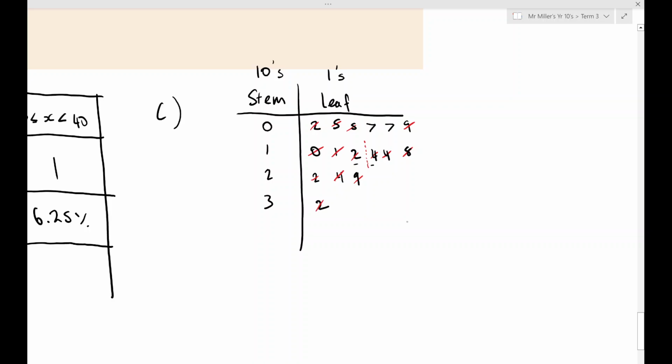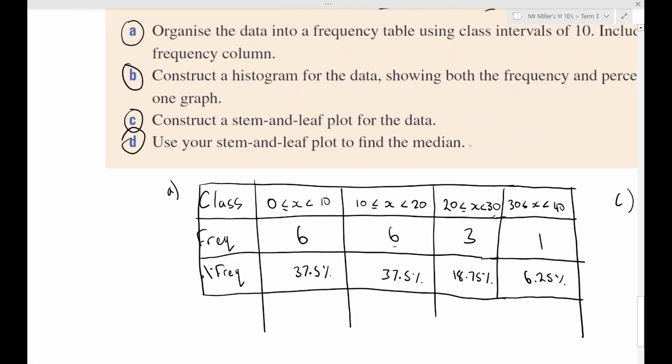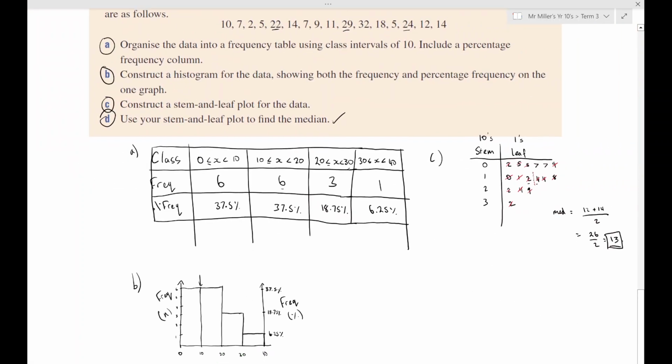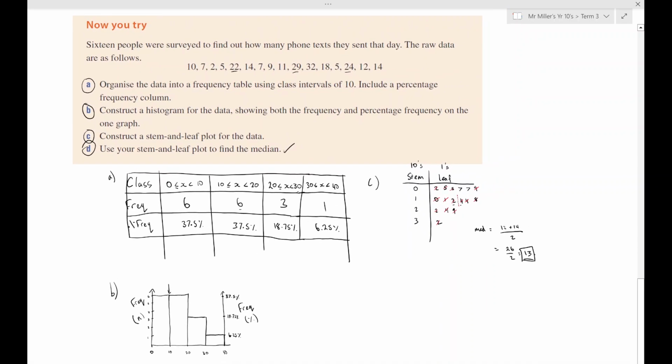What does that mean? Well, it just means that the median is going to be equal to the average of 12 and 14. That is 26 over 2, which is equal to 13. That makes sense, right? 13 is halfway between 12 and 14. So this median line, that's halfway between 12 and 14, must be on 13. Cool. And that is the final question done. Alright, I'll just zoom out so you can see all the work in one shot. And yeah, that's it.